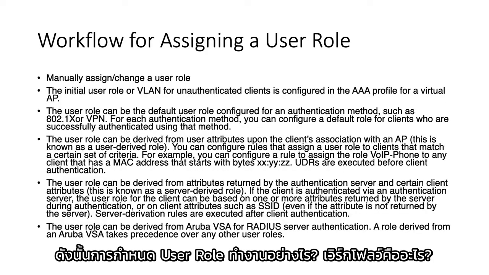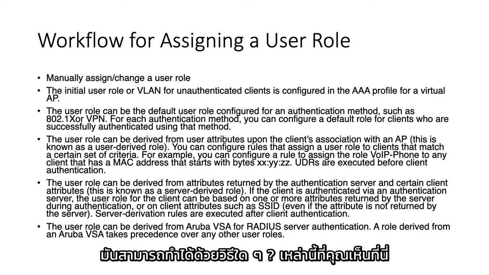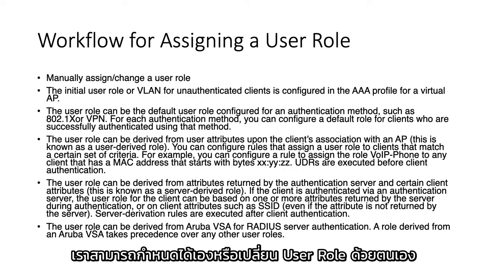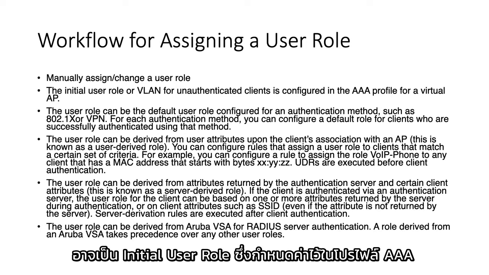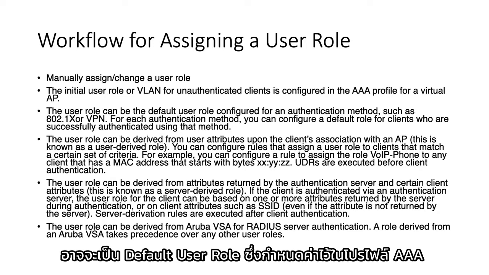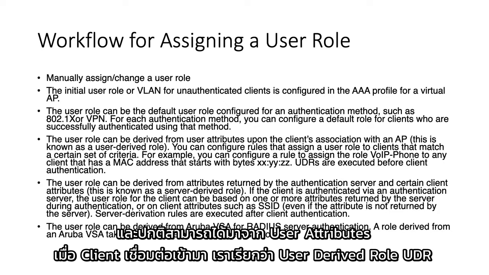So how does the assignment of user roles work? What's the workflow? It can be done in any of these ways that you see here. It can either be manually assigned, or you can change a user role manually. It can be the initial user role configured in the AAA profile. It can be the default user role configured in the AAA profile. The user role can be derived from user attributes upon the client's association. We call that user derived role, UDR.